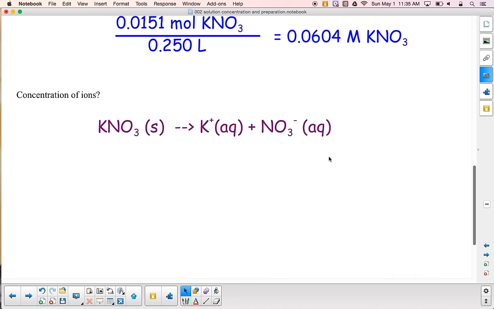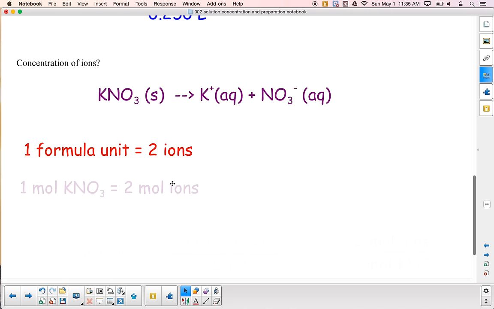To do this, we have to remember that ionic compounds, when dissolved in water, fall apart to form ions. In the case of potassium nitrate, it forms potassium positive ions and nitrate negative ions. Looking at this chemical equation, you can see that 1 formula unit of potassium nitrate falls apart to form 2 ions. And that would equate to 1 mole of potassium nitrate being equivalent to 2 moles of ions.